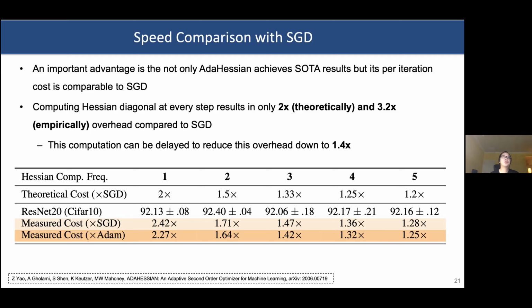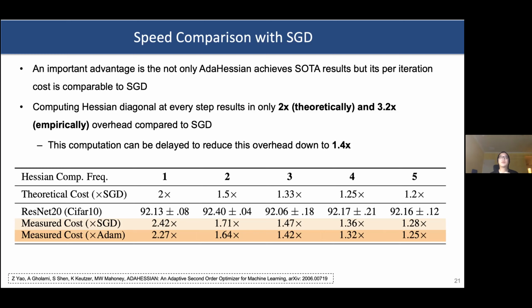The second part is the computational cost. Here we show an example on ResNet20 on CIFAR-10. First, theoretically the computational cost of AdaHessian is roughly 2x that of SGD. The 2x comes from the additional backpropagation to compute the diagonal of the Hessian. And as we mentioned, we only do the Hutchinson one step per iteration, so it is 2x that of SGD.